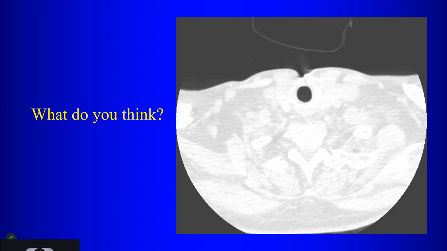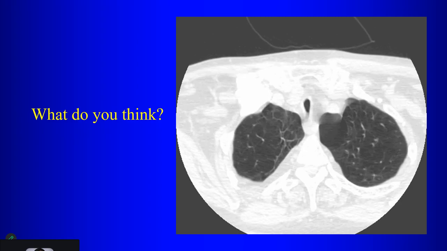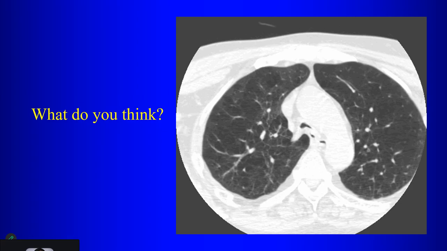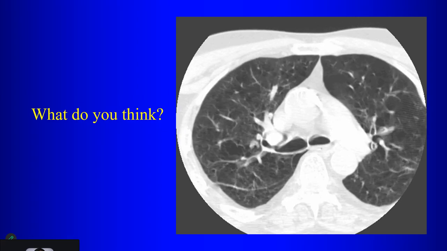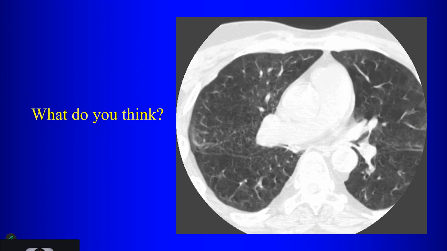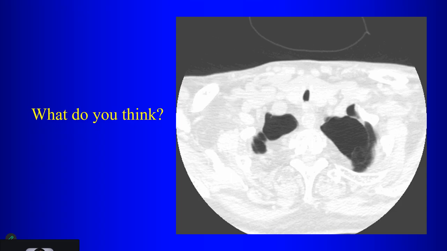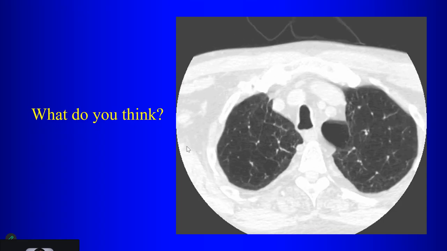So this can be associated with many things. Anything that damages the cartilage, even relapsing polychondritis, can cause this, okay? This particular patient also has what? Emphysema. Pretty severe emphysema. And that also is associated with tracheal malacia, right? So that's also a common association.